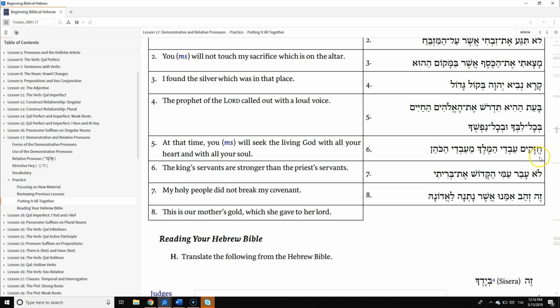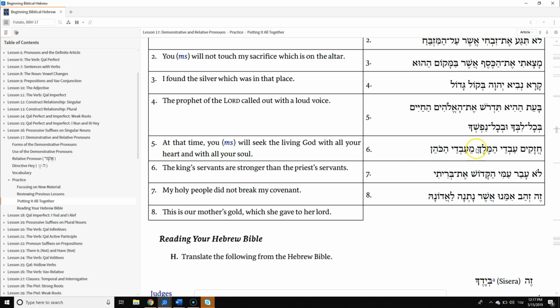is the sentence, strong are the servants of the king from the servants of the priest. Okay, that gives you a much better sense that what we've got going on here is a comparative adjective. Strong are the servants of the king from the servants of the priest.